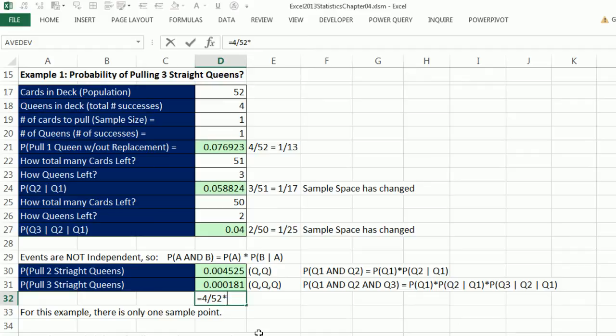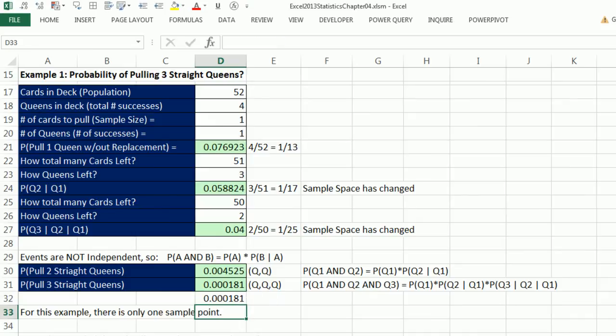So we multiply. And what was the next one? Well, we already pulled 1 queen, so there's 3 left, and there's 51 cards. And then we finally multiply. And the third probability, well, there's 2 queens left and 50 cards. So that way, we've actually hard-coded it right in. When I hit Enter, of course, I'm going to get the same input.